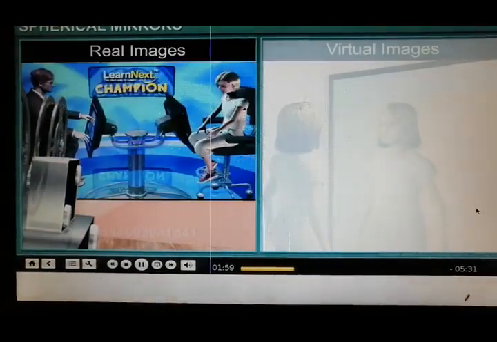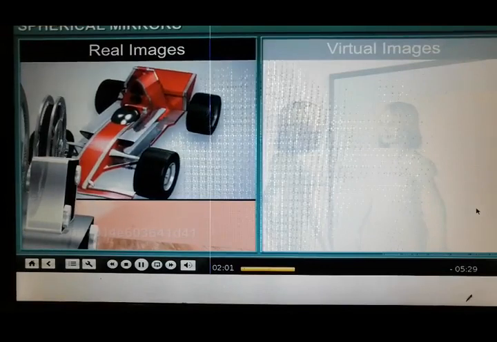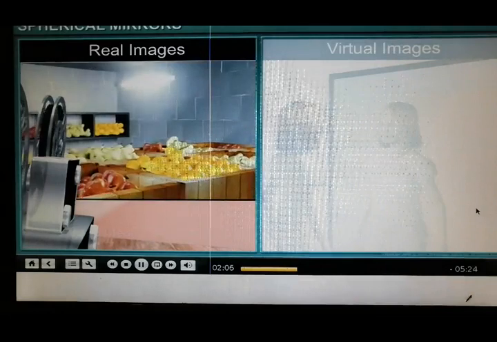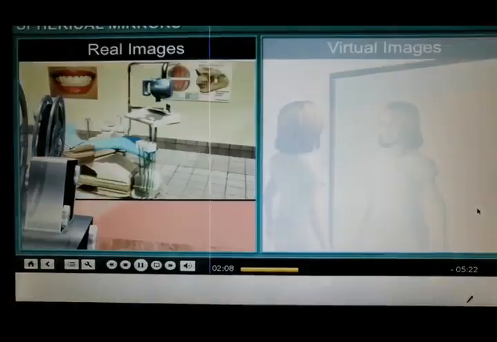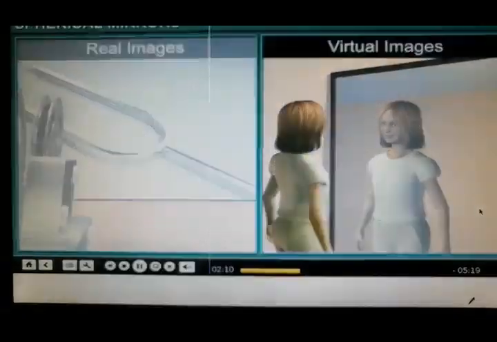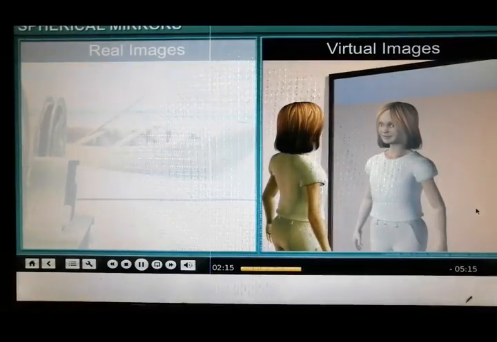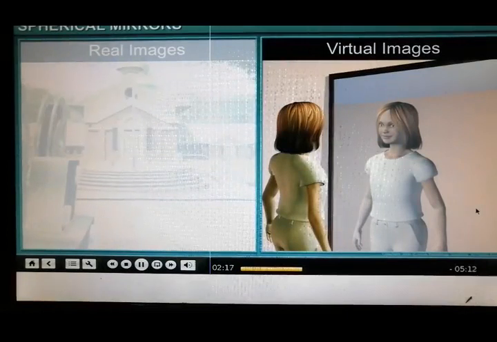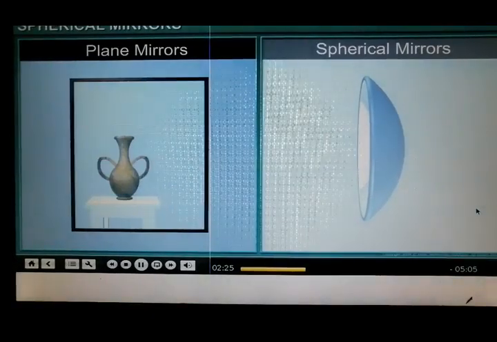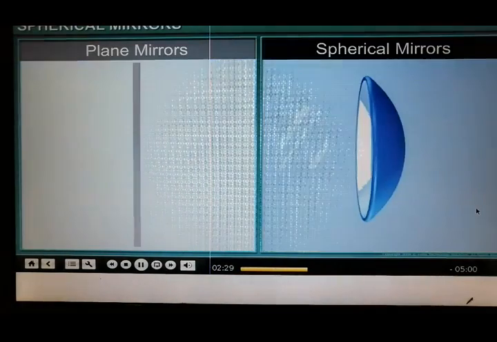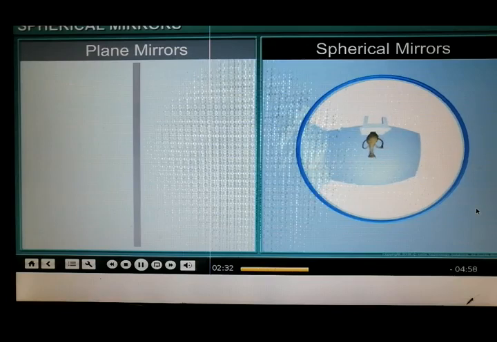There are two types of images. Real images are the images that can be caught on screen. For example, the images projected on a screen or images taken using a camera are real images. Virtual images are the images that cannot be caught on a screen. Images formed in a plane mirror are virtual, as they disappear when the object is removed. Mirrors can be broadly classified into plane mirrors, which have flat surfaces, and spherical mirrors, which have curved surfaces.